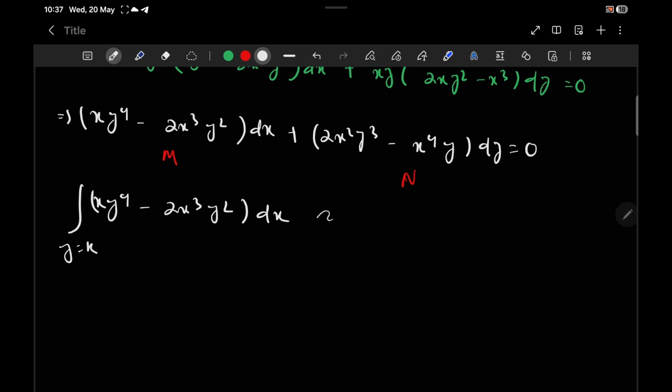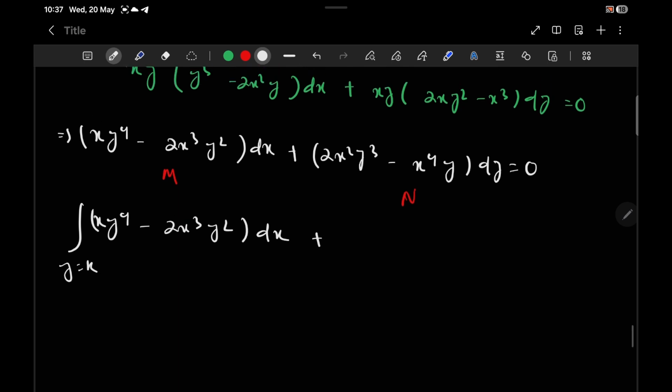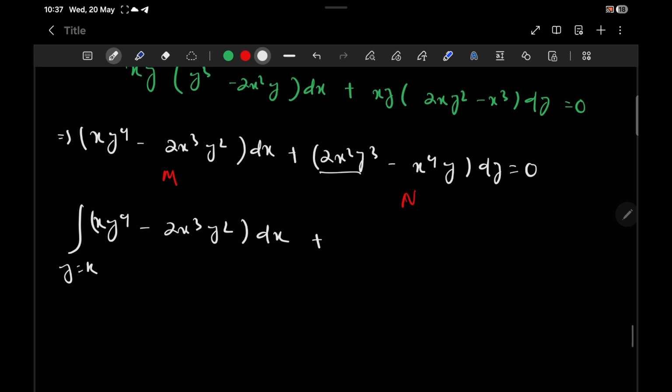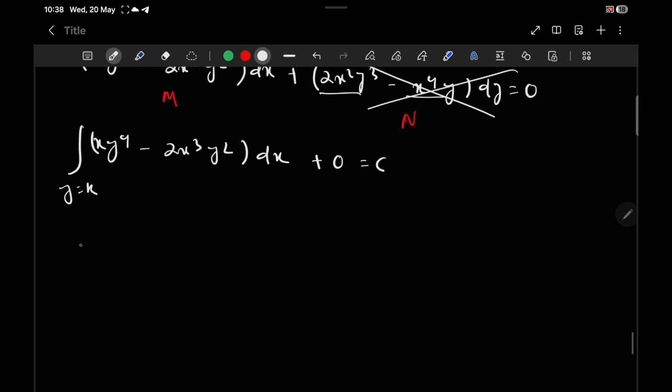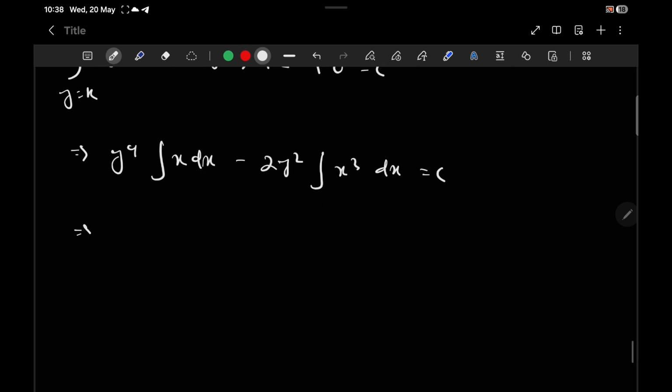And plus the terms not containing the x. Here this term also contains x and also this contains x, so we will omit the whole N term. Plus 0 is equal to c. That is, y^4 x dx minus 2y^2 x^3 dx is equal to c. That is y^4 x^2/2 minus 2y^2 x^4/4 is equal to c.